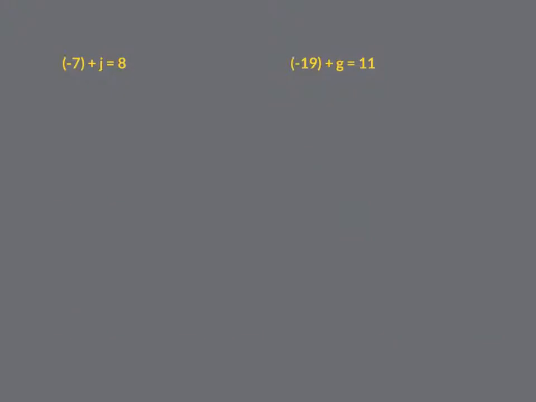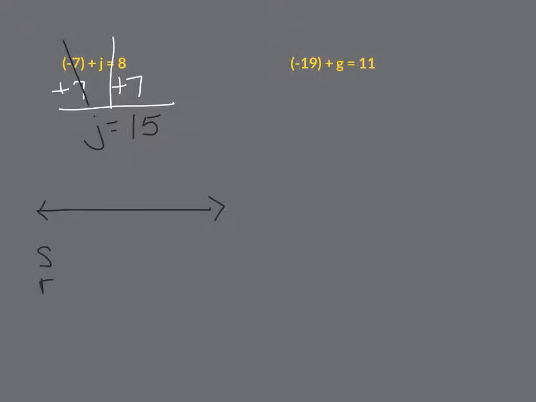Okay, so here we are again. And next thing I'm going to say to myself is, what is the opposite of negative 7? The opposite of negative 7, of course, is plus 7. Do that on both sides. These two cancel. I'm left with J equals 8 plus 7 is 15. Easy peasy there, but we do want to see it on the number line just so that we really truly understand what's going on here.